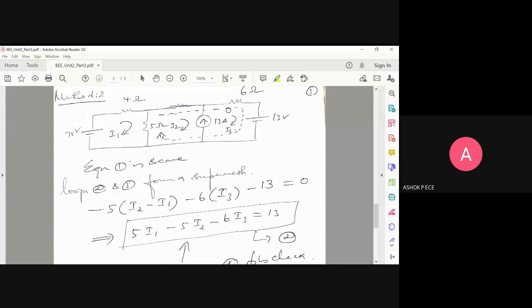How to find the super mesh is, you know this current source is only creating problem for you, right? This current source is only making you not to apply KVL that easily, right? So what we have to do, usually for current source, what operation will we do? Open circuit or short circuit? Open circuit, sir. So open circuit this current source and see what loop you get.